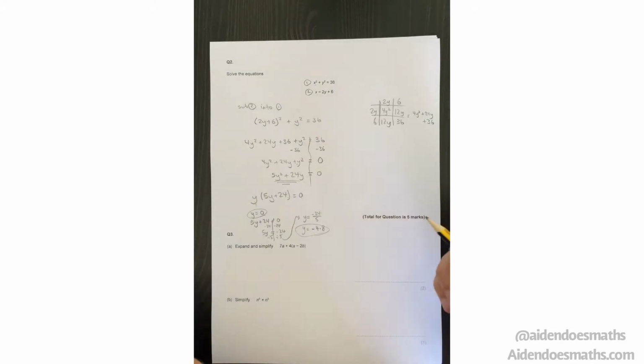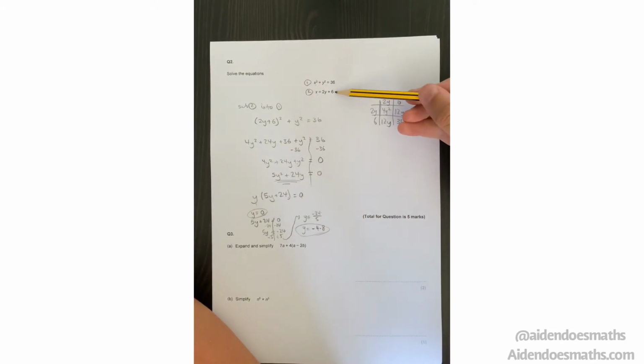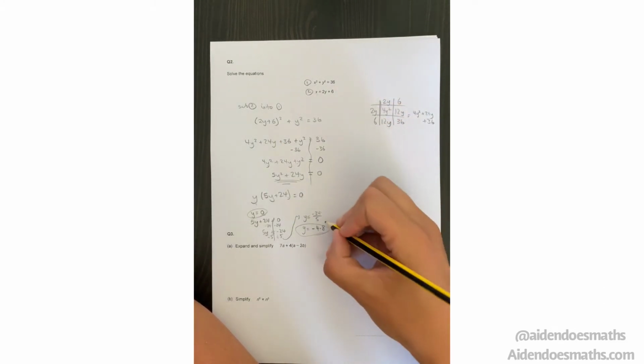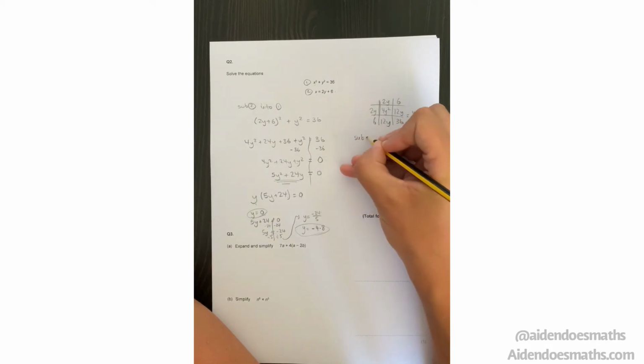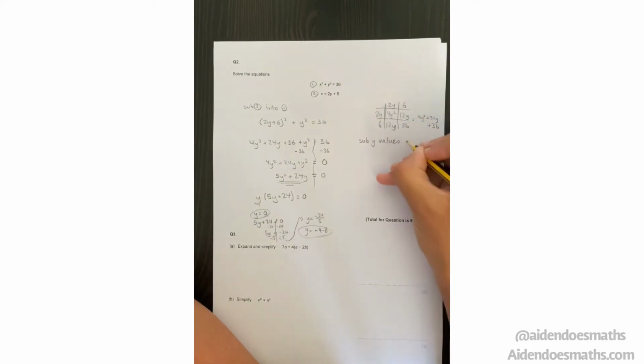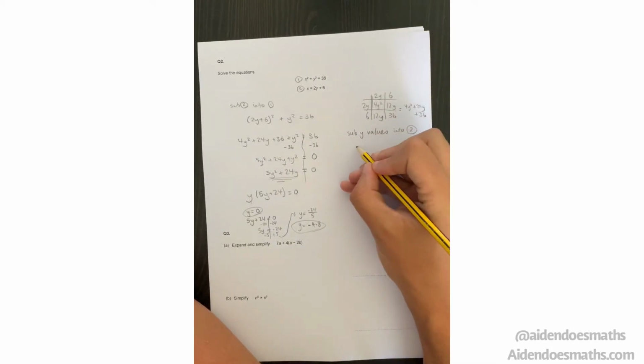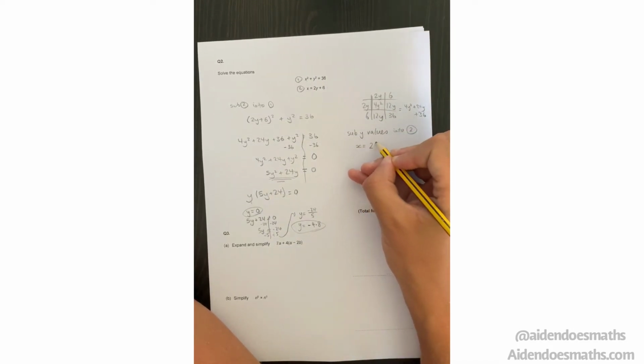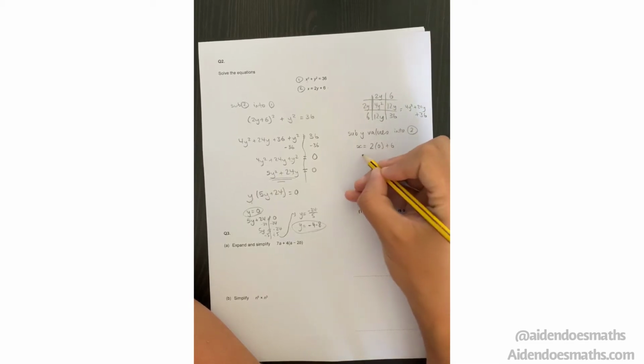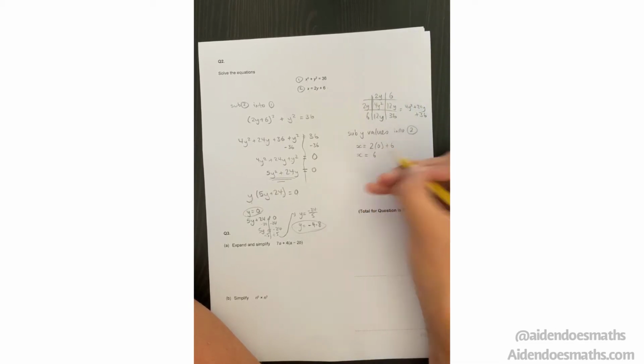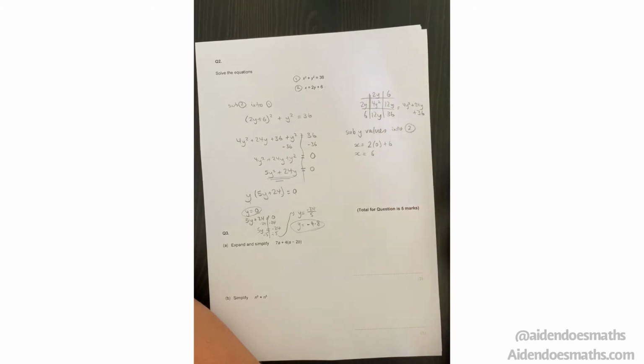Okay, we still haven't finished our solving because we need to find out what x would be as well. Okay, so let's just make it easy for ourselves. Put it into equation 2. Then sub y values into equation 2. So x is 2 lots of 0 plus 6. X equals 6. Okay, 2 times 0 gives us 0.